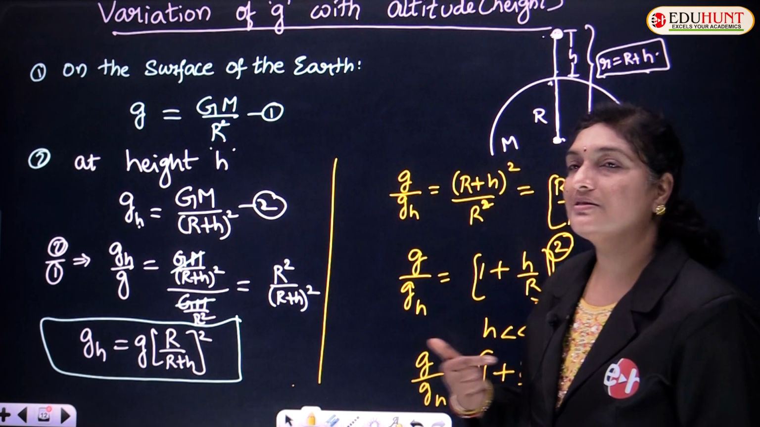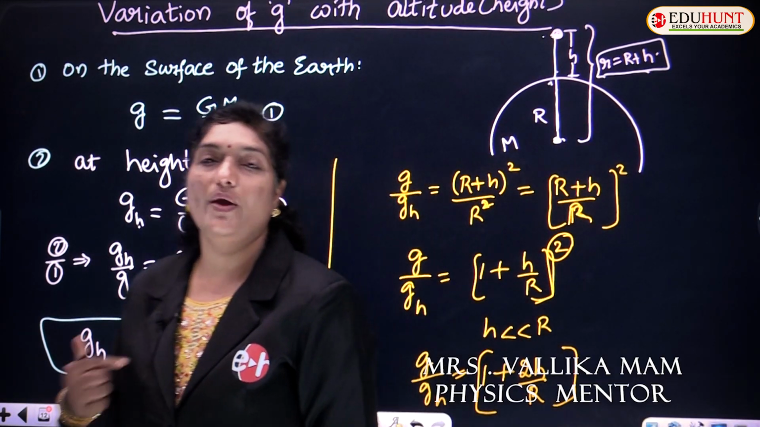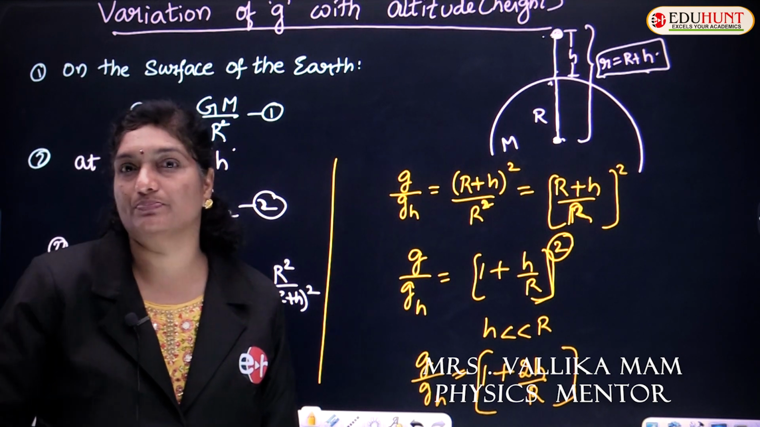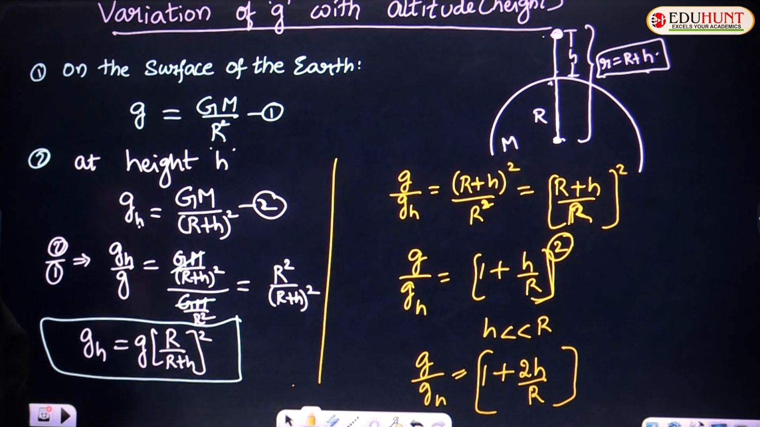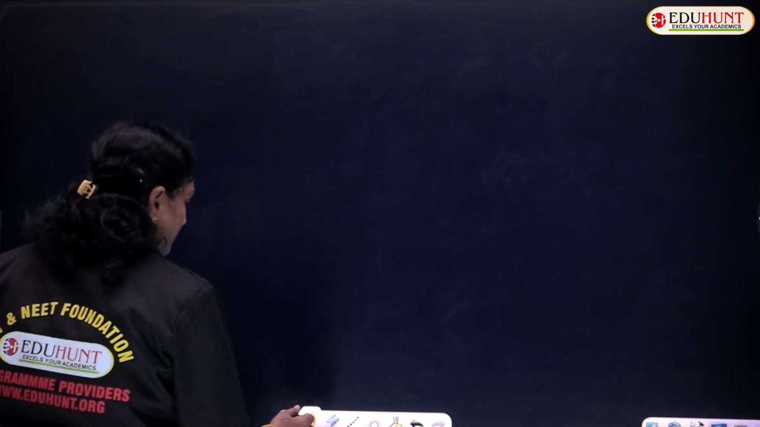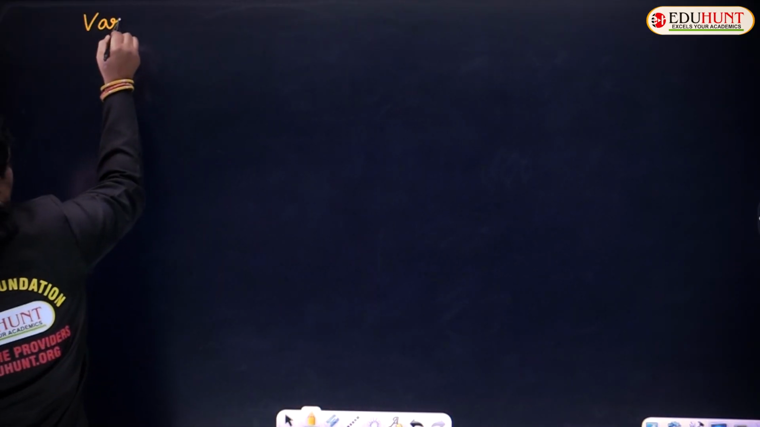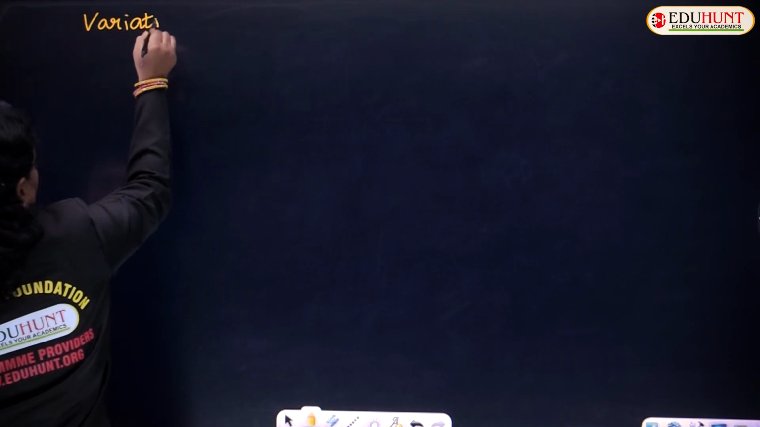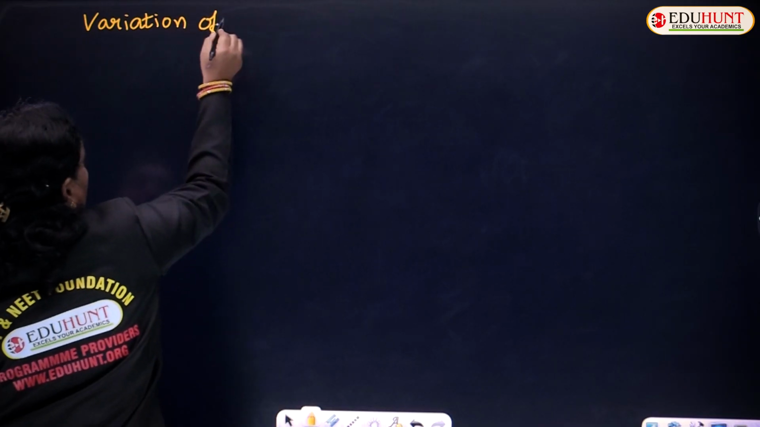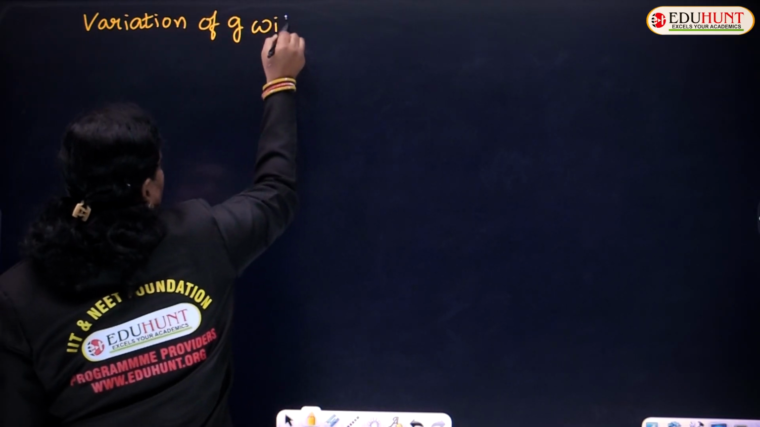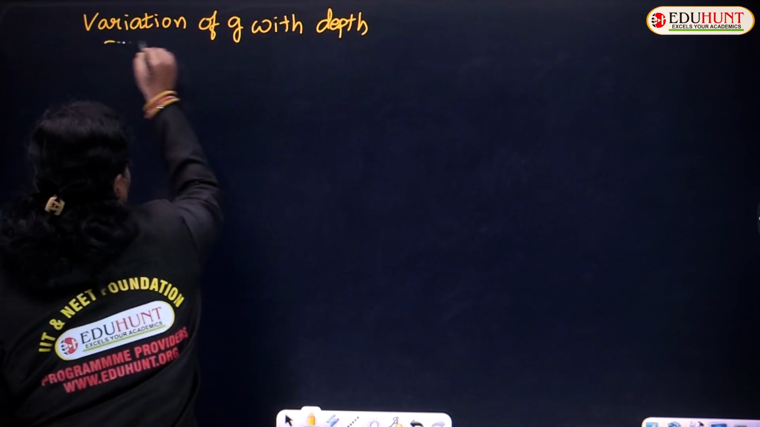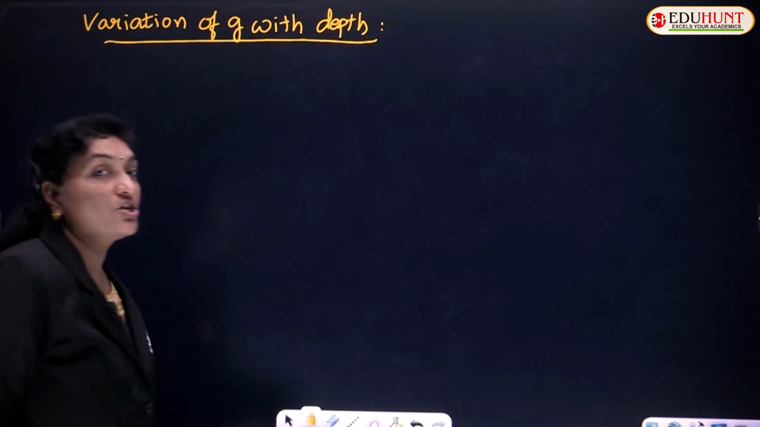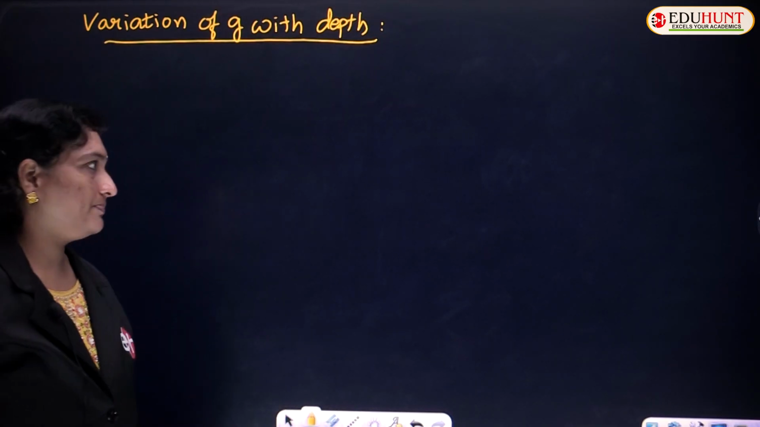So now let us also discuss in detail the variation of g with respect to depth. This is a little complicated, so let us go through it in detail. Try to listen carefully, children. Variation of g with depth. Concentrate properly.